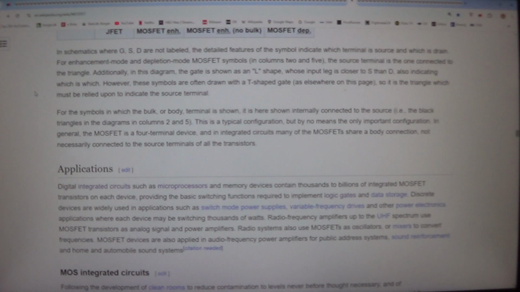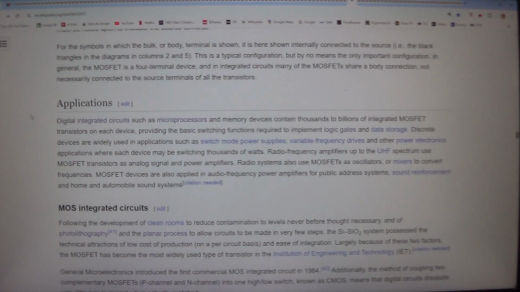For the symbols in which the bulk, or body, terminal is shown, it is here shown internally connected to the source, i.e., the black triangles in the diagrams in columns 2 and 5. This is a typical configuration, but by no means the only important configuration. In general, the MOSFET is a four-terminal device, and in integrated circuits many of the MOSFETs share a body connection, not necessarily connected to the source terminals of all the transistors.